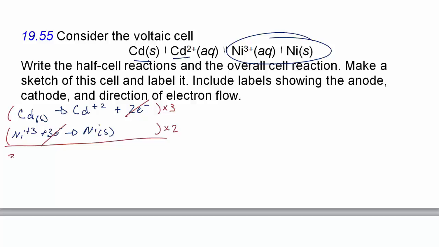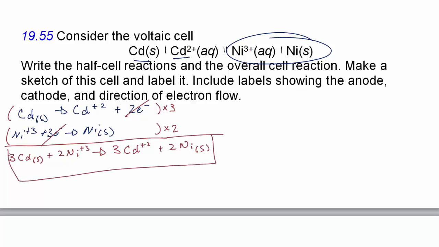So I'm going to have 3 moles of cadmium solid plus 2 moles of my nickel 3 will form 3 moles of my cadmium ion and 2 moles of nickel solid. So there is my overall cell reaction. That's what they wanted. Now let's make a sketch. So we are going to need a couple beakers. Right? We're going to need a salt bridge.